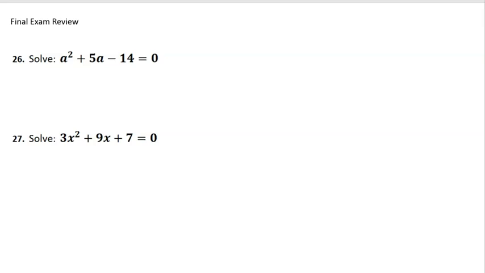Solve. Now, this is called a quadratic equation. Notice that both of these, why are they quadratic?